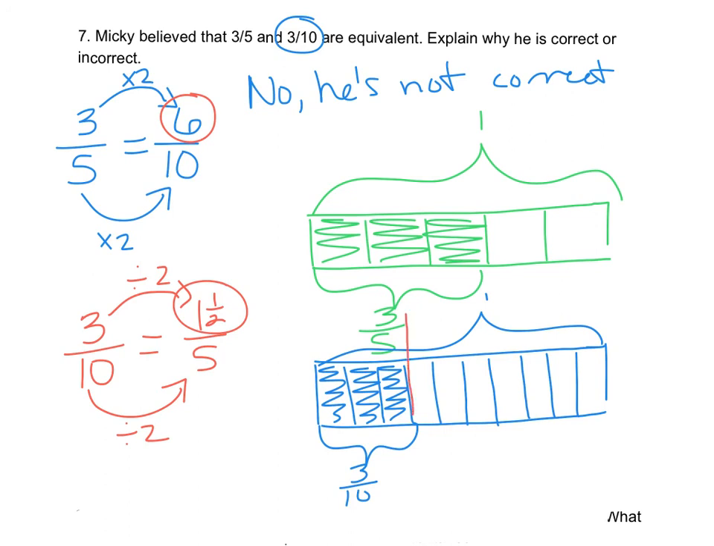Well, is 3/10 equivalent to 3/5? Absolutely not. So no, he's not correct. 3/5 is not equivalent to 3/10. So there's 3 different ways to prove through modeling.